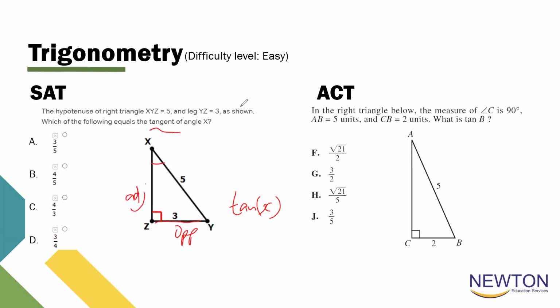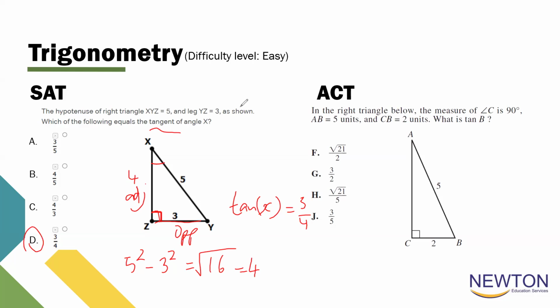I can see that this is a right triangle, even though they didn't mention it in the question, because I see this square, right? So I can use Pythagoras to get my adjacent, and then I can get my tan. So using Pythagoras, it's going to be the square root of 5 squared minus 3 squared, which is 25 minus 9. So it's the square root of 16, which is 4. So my tan would be 3/4, and this would be my choice.